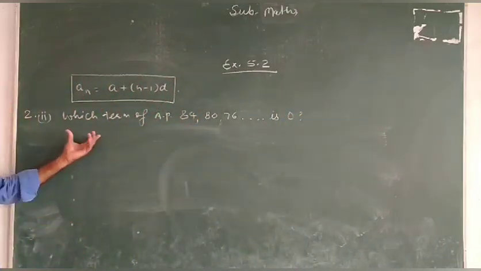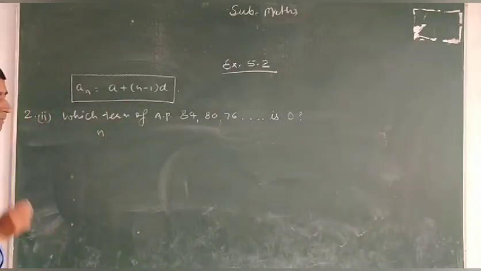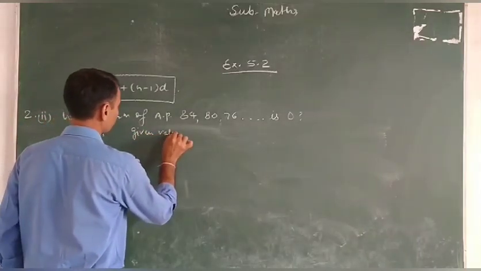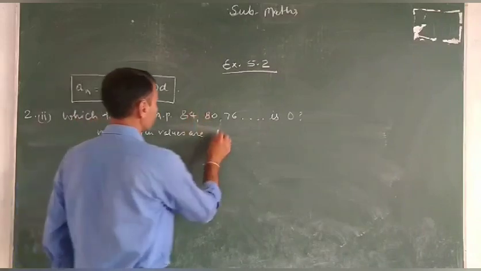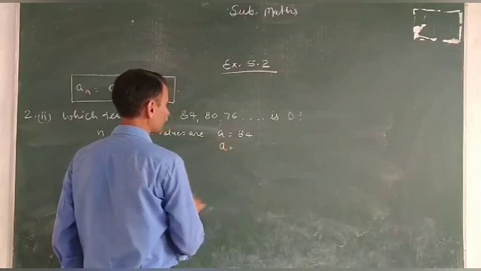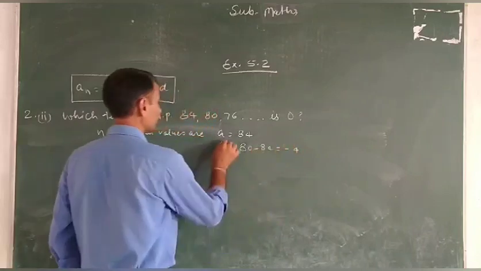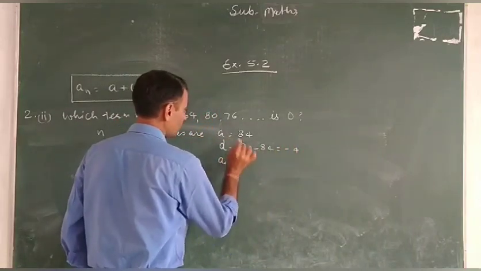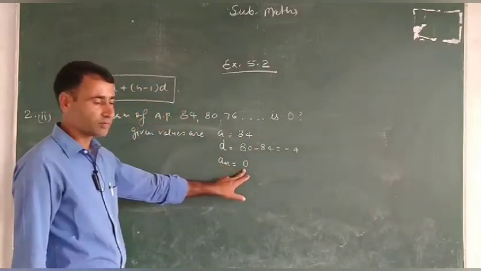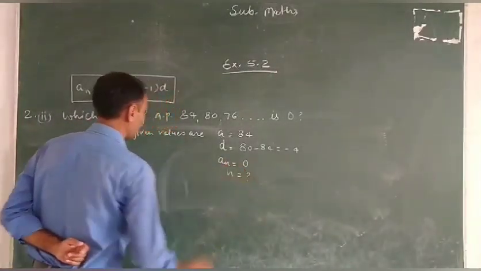So here in this question he is asking about n, and the given values are: A, the first term, is 84. D will be the common difference, so it's 80 minus 84, and that's minus 4. And an is 0. The value of the nth term is 0, so an is equal to 0. And n we have to find.